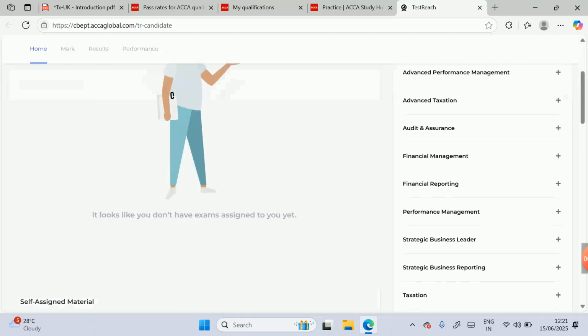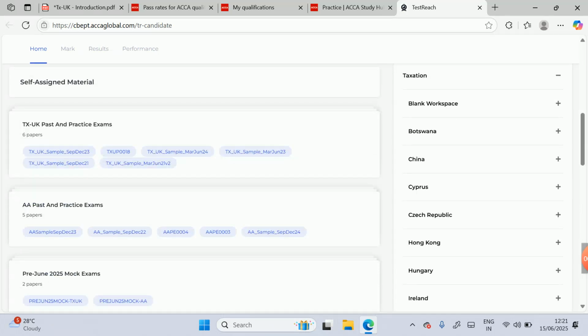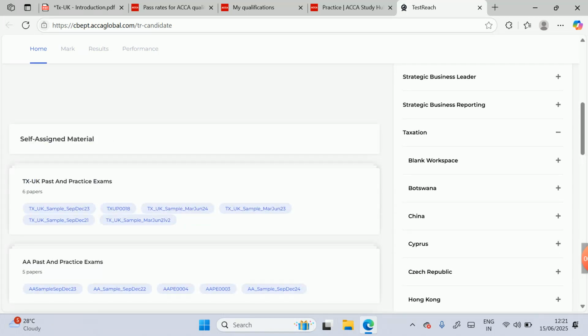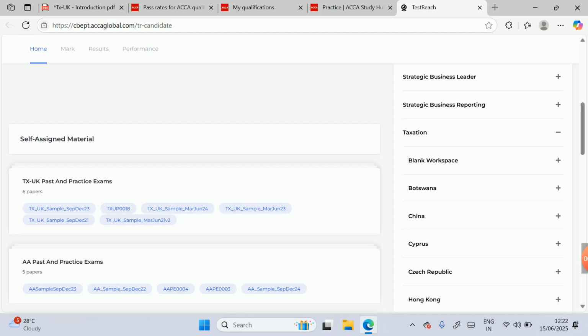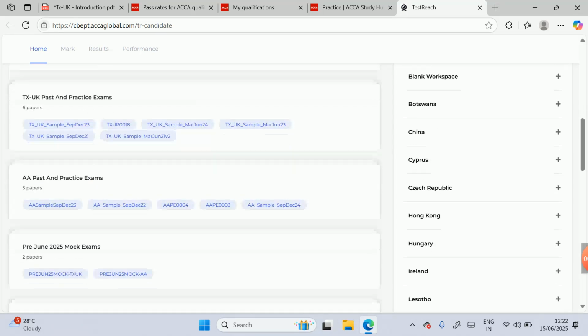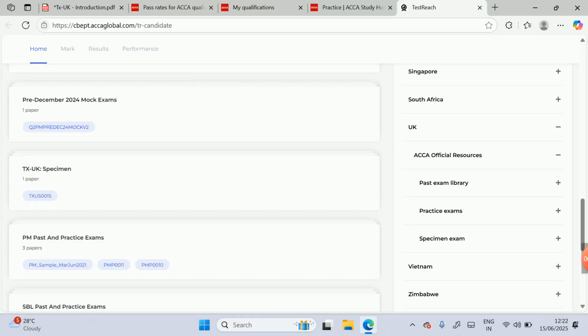Other than that, there is also the CBE platform. So in CBE, all you need to do is add taxation. You also get a blank workspace. Okay, it's already assigned for me. So you also get a blank workspace. That will be a kind of blank area for having Word and Excel, so in that you can practice any questions. And then there is a specific version that will be the UK version. In that we will select ACCA official resources.